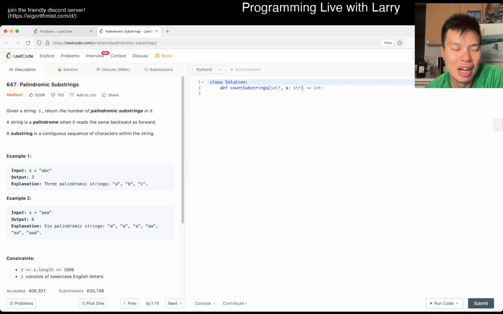Okay, today's farm is 647 Palindromic Substrings. So given string S, return the number of palindromic substrings in it. A string is a palindrome when it reads the same backwards and forward. Okay.